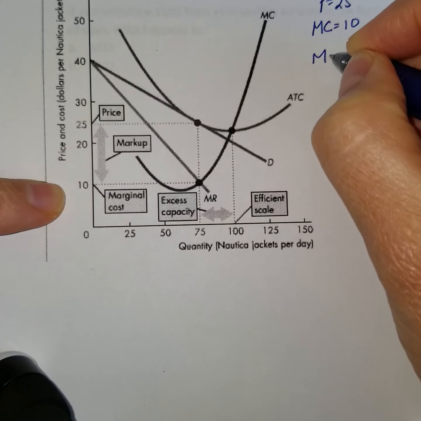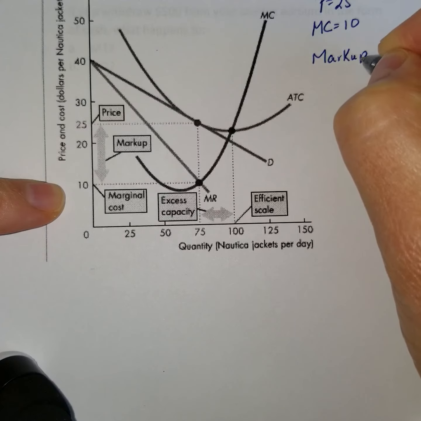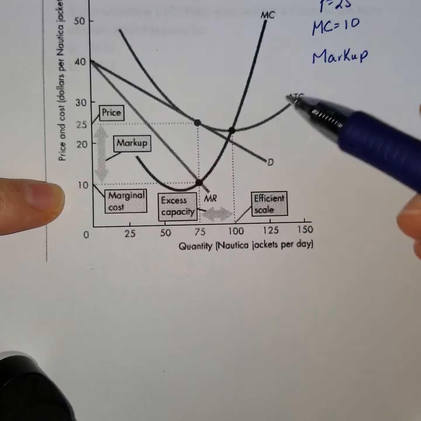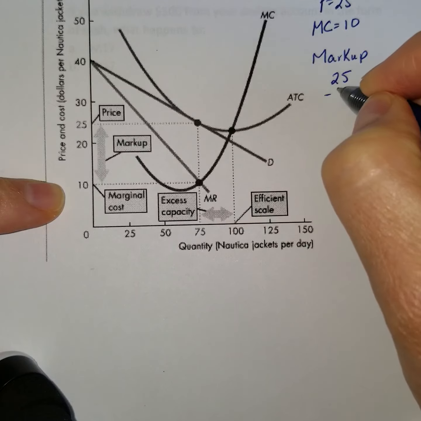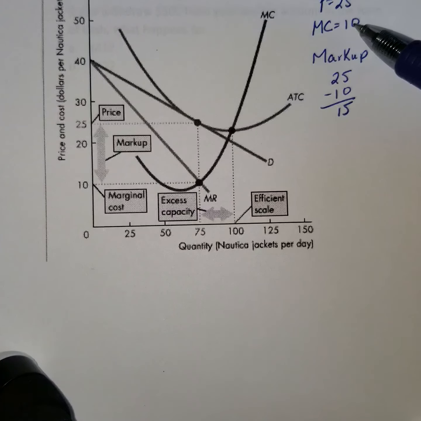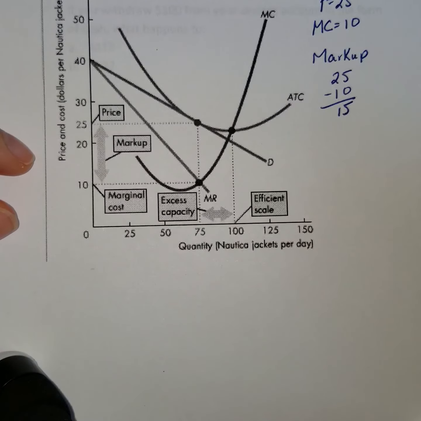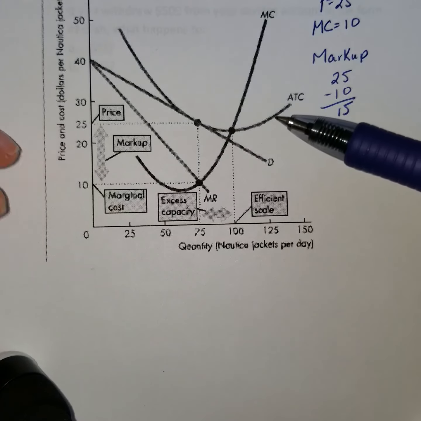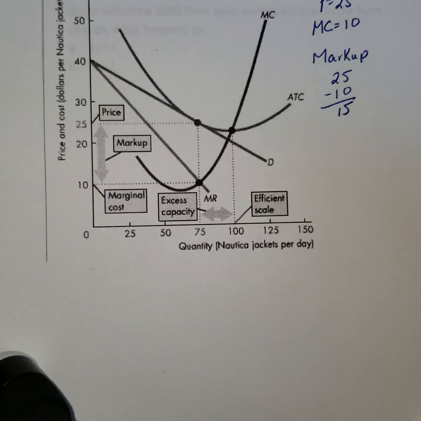So the markup is just the difference between those. Okay, so the markup is the difference between 25 and 10. So the markup is $15. If this was perfect competition, we would be selling it for the 10, but because it's monopolistic competition and we have some differentiation between the goods and services, we're going to see the price exceed the marginal cost.